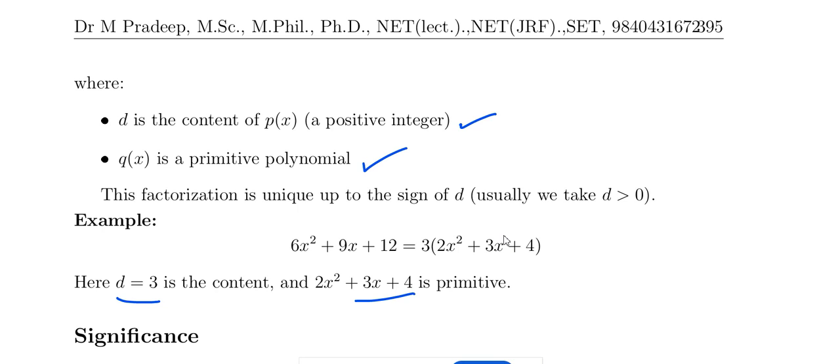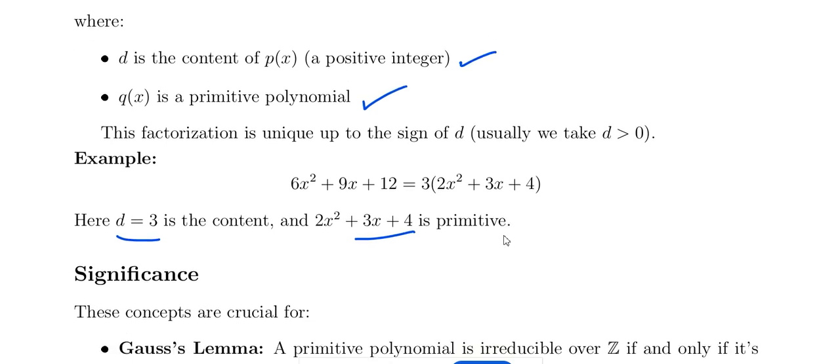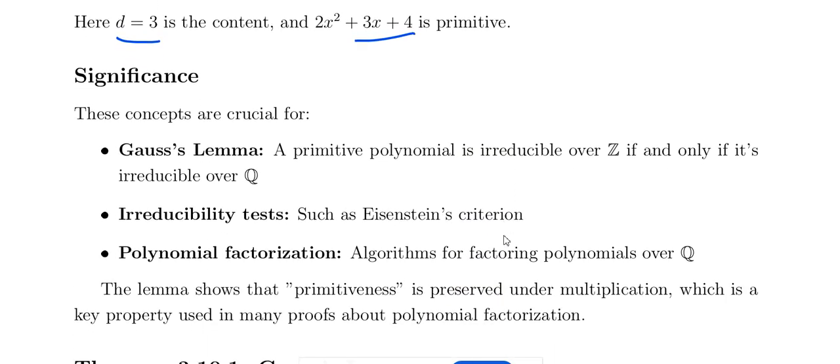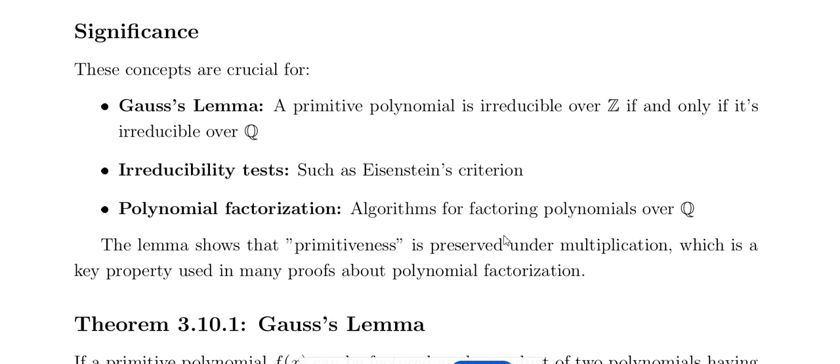Okay, and the significance of the primitive polynomial: a primitive polynomial is irreducible over Z if and only if it is irreducible over Q. Okay, irreducibility tests, such as the Eisenstein criterion அப்படினு சொல்லுவாங்க, that is called the polynomial factorization algorithm for factoring polynomials over Q. Okay, but that is the primitiveness.